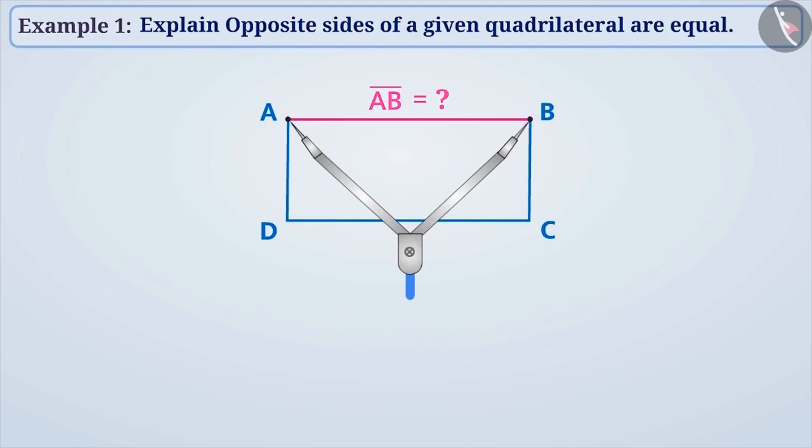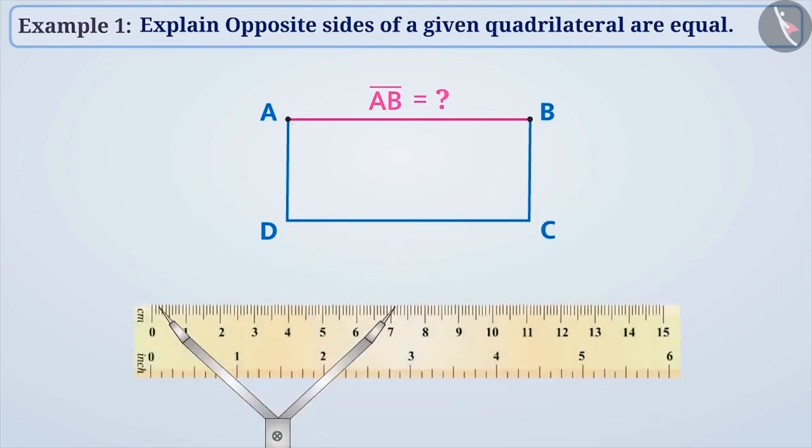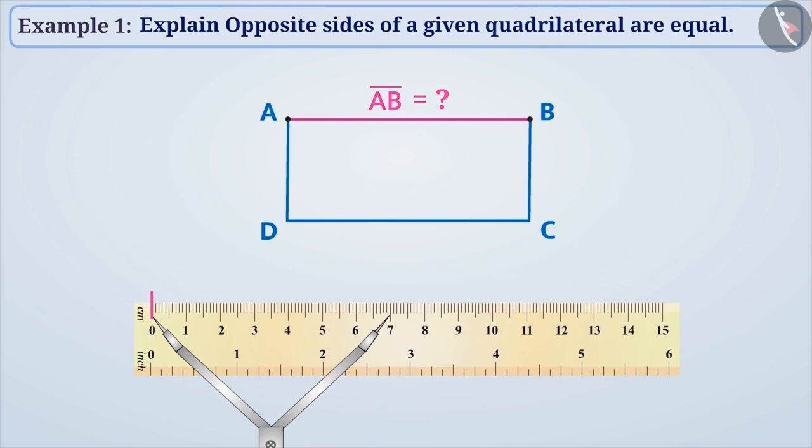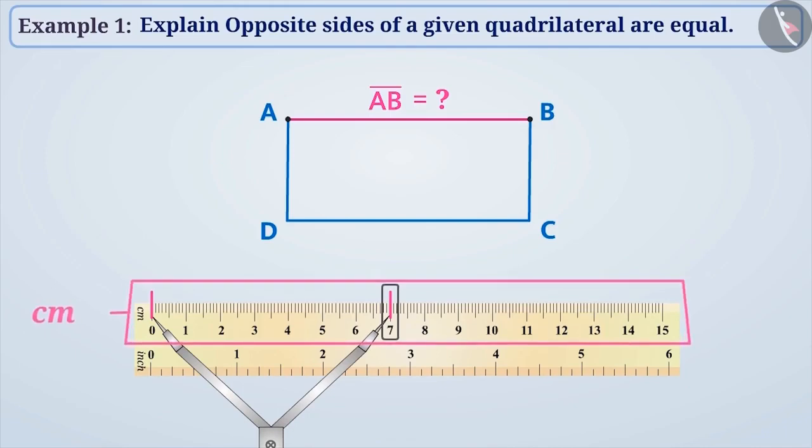Now, maintaining the spread, place one of its pointed ends on the 0 mark of the ruler and find the other pointed end pointing to a mark of the ruler. For instance, here the pointed end indicates 7. Since we have used symbols marked in centimeters for measurement, the length of the line segment AB is 7 centimeters.